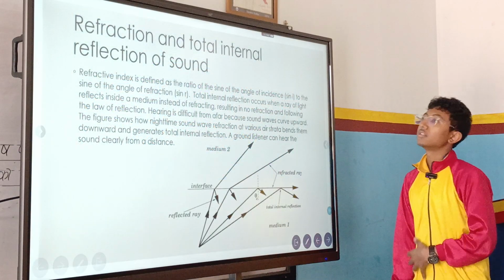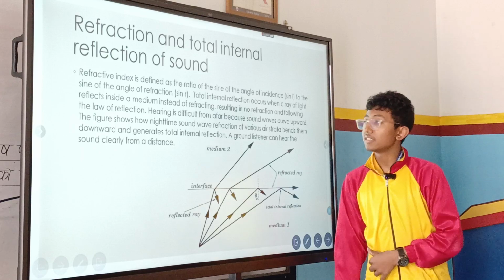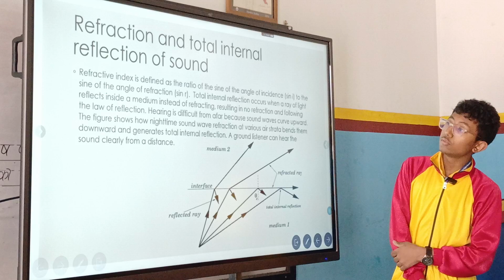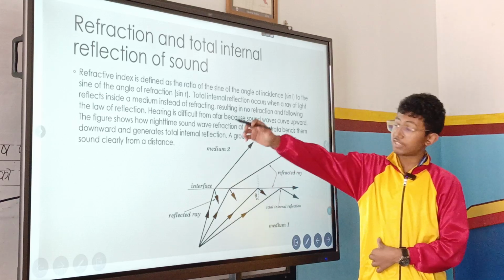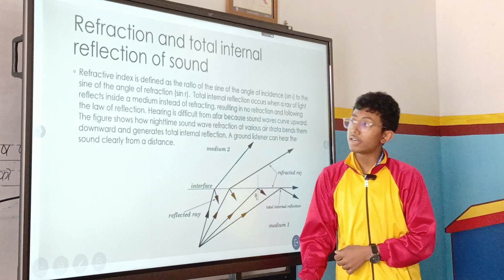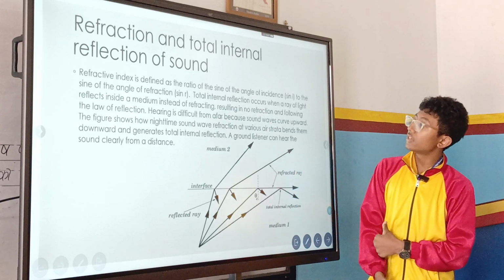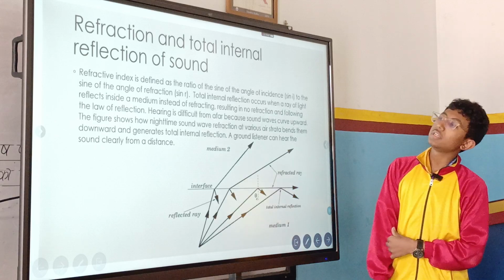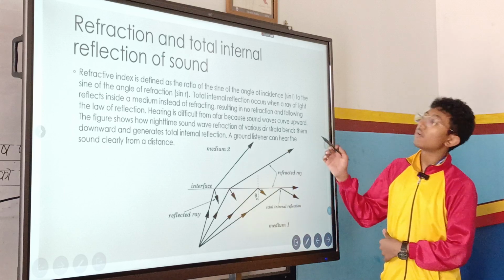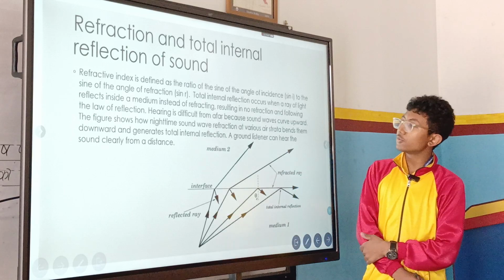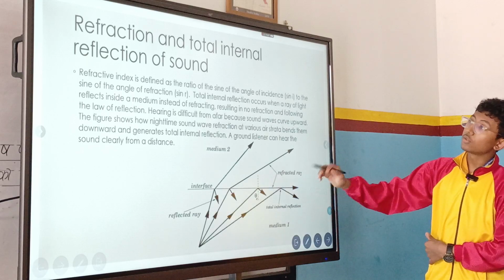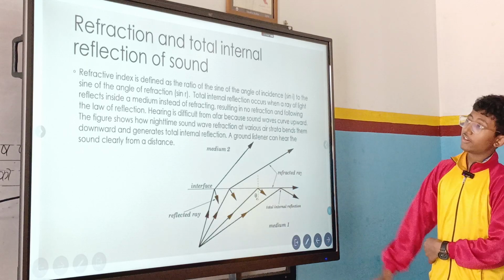Reflection and total internal reflection of sound. Refractive index is defined as the ratio of the sine of the angle of incidence, sin i, to the sine of the angle of refraction, sin r. Total internal reflection occurs when a ray of light reflects inside a medium instead of refracting, resulting in no refraction and following the law of reflection. Hearing is difficult from afar because sound waves curve upward. The figure shows how nighttime sounds were reflected at various events between them. Here is a figure of the reflection and total internal reflection of sound.